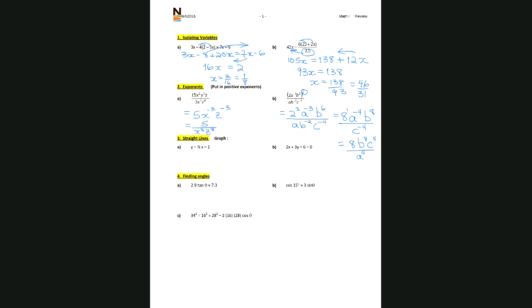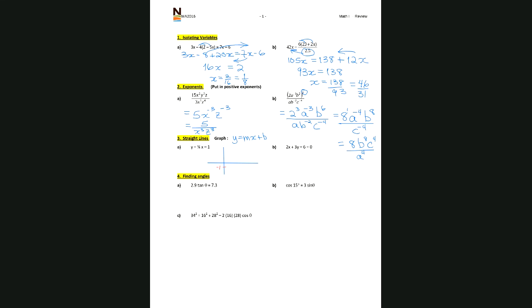Okay, for question 3, we're going to practice our graphs. You learned the straight line in Math 1. And if we put it in the standard form of mx plus b, we can see the y-intercept and the slope. So for question 3a, the y-intercept is negative 1. And the slope is 3/4.